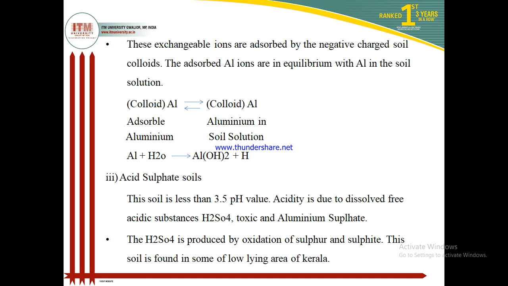Now acid sulfate soil. This soil has a pH value less than 3.5. This is a very problematic soil. Acidity is due to the decomposition of organic matter, and there is a formation of sulfuric acid and aluminum sulfate. Mostly this H2SO4 is produced by oxidation of sulfur and sulfide. This soil is found in some of the low-lying areas of Kerala.